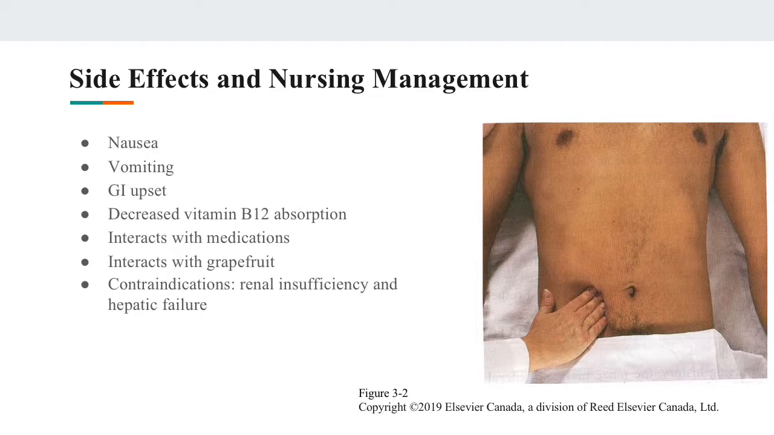Side effects of colchicine are GI upset, nausea, and vomiting. It can interfere with the absorption of vitamin B12 and can interact with many drugs, for example, loop diuretics. This drug may be contraindicated in patients with decreased hepatic function as well as renal insufficiency and should not be taken with grapefruit. To assess for these side effects, we would ask the patient interview questions to know if they are nauseous or have vomited.